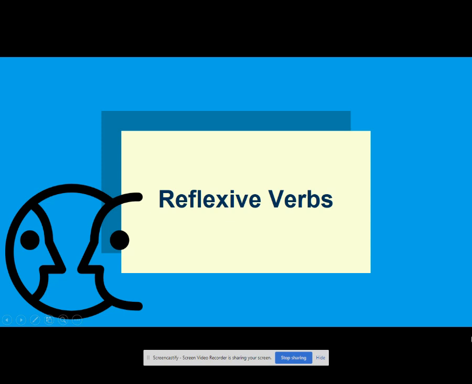Hola clase. So today we're going to talk about reflexive verbs. And a verb is reflexive when the subject of the sentence and the object of the sentence are the same. So a good way to think about this is: is the subject talking about him or herself? Or is the action happening to him or herself?